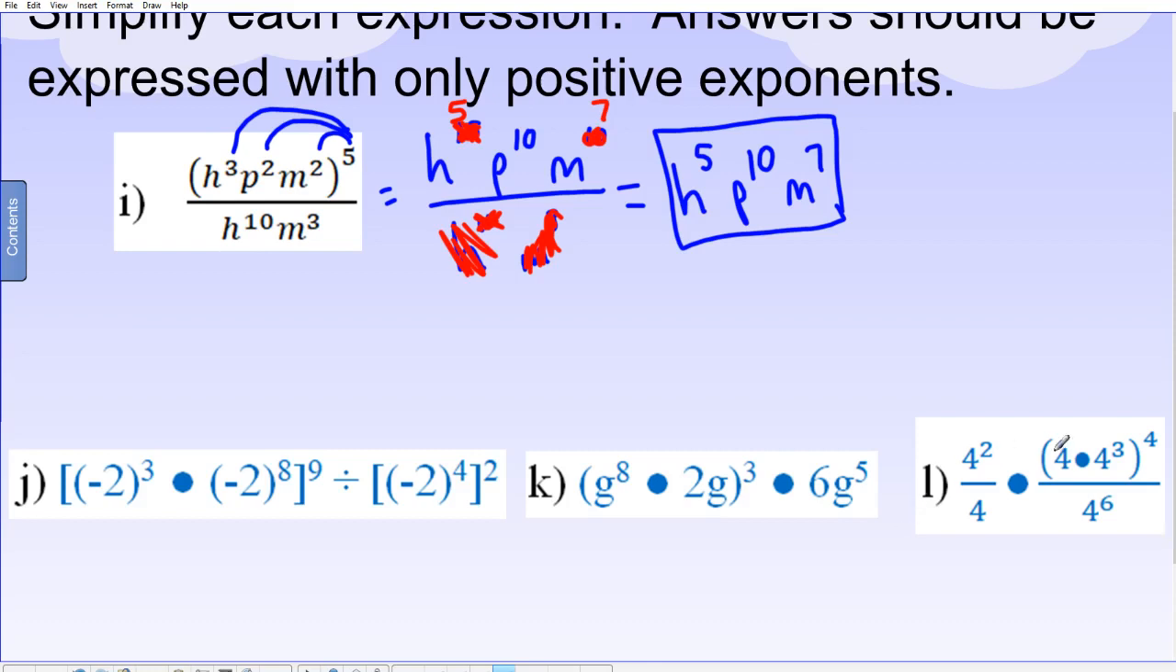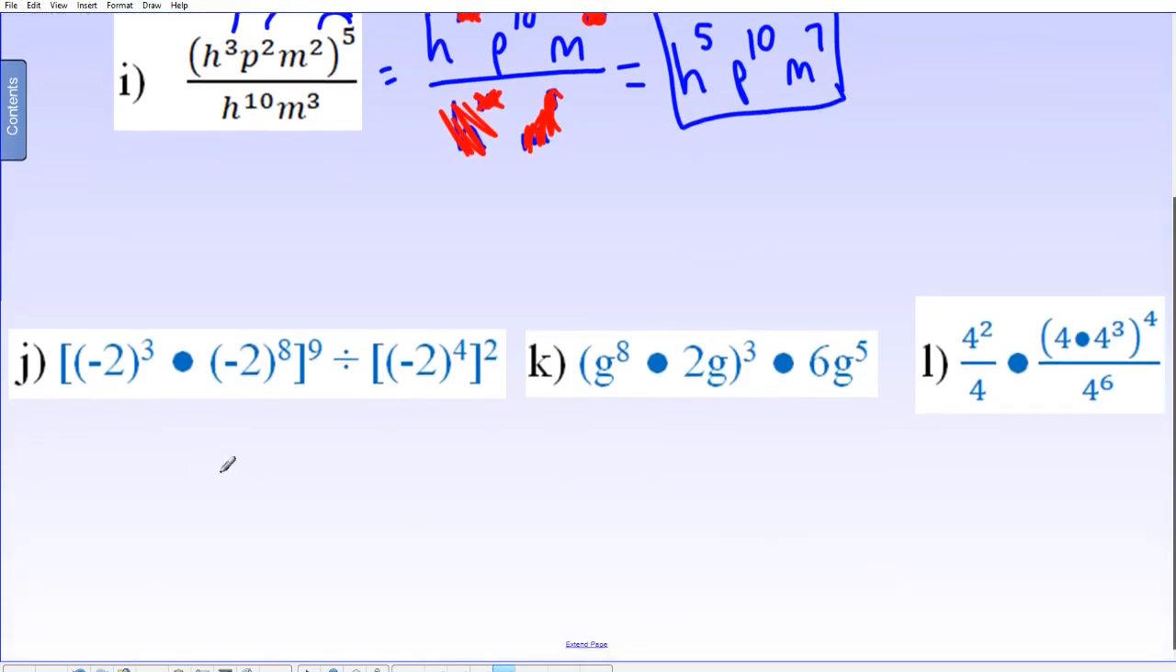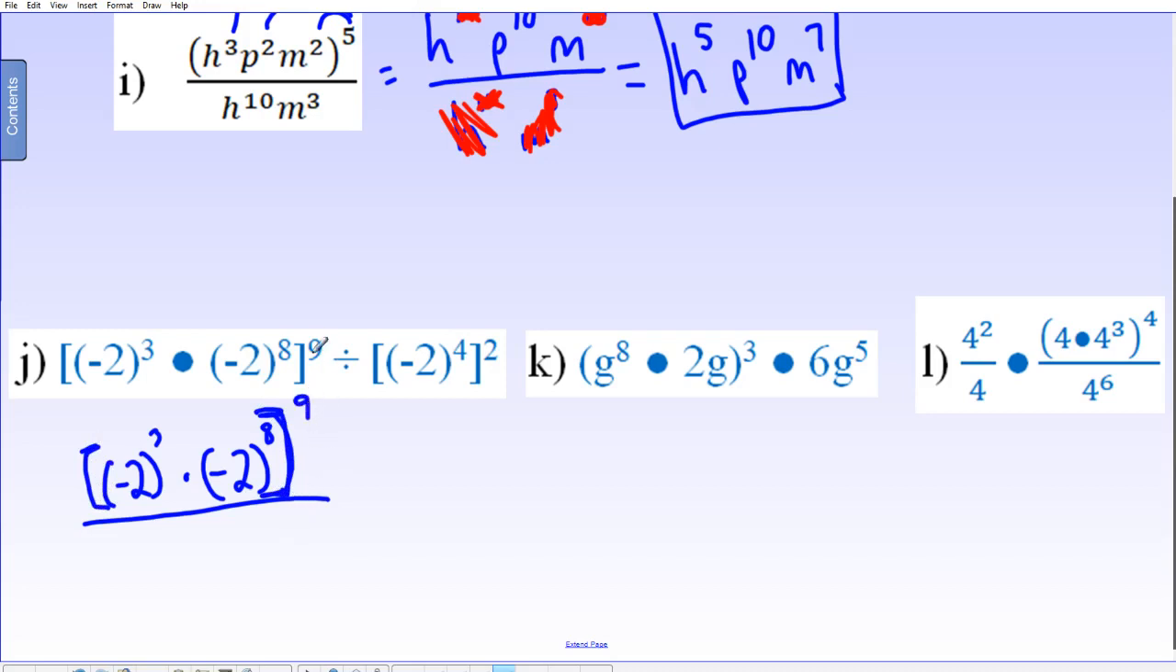All right, letter J. So here's what this says. This says I have negative 2 cubed times negative 2 to the 8th power. Then all of this, now they're using square brackets here, which is the right thing to do, all of this is to the 9th power. And then this stuff is being divided by negative 2 parentheses to the 4th power in square brackets squared. That may not look any easier to you.